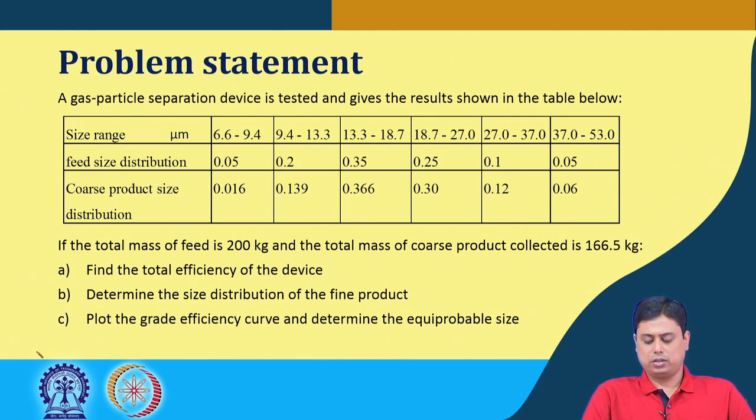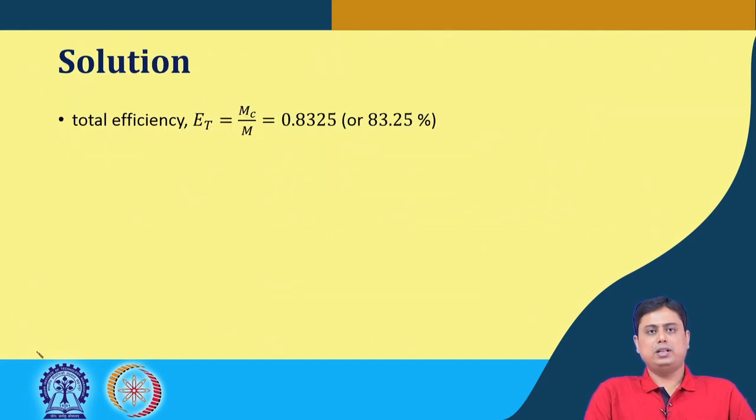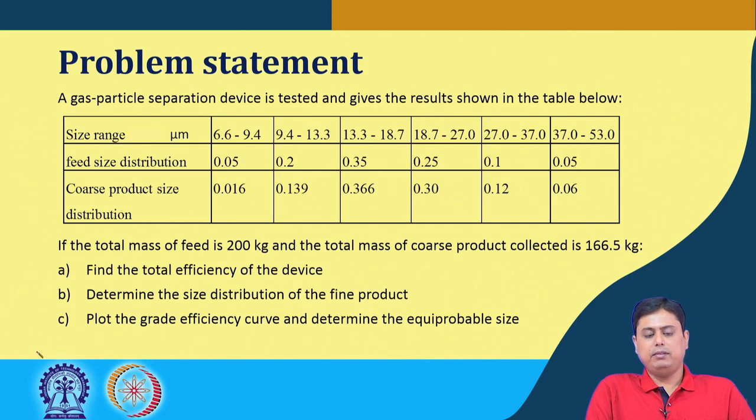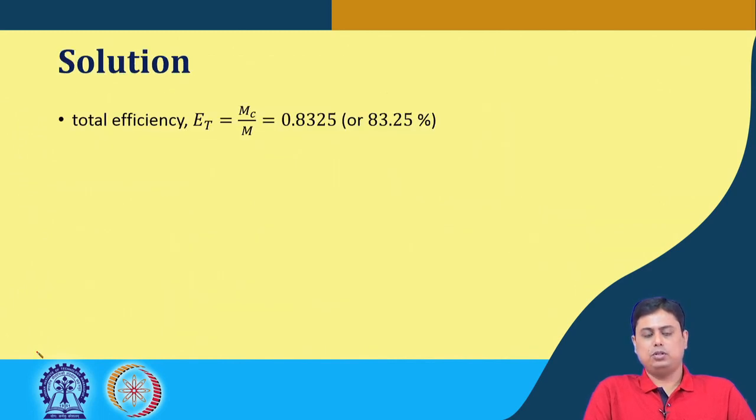This is the first question, which is very simple, because the total efficiency is nothing but the mass fraction of the coarse product that is collected with respect to the feed that is supplied. So, in this case it is 166.5 divided by 200, which is 0.8325. So, this is the total efficiency of the separator, or the cyclone separator.